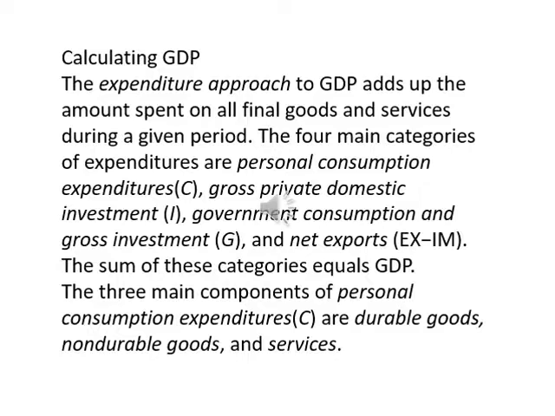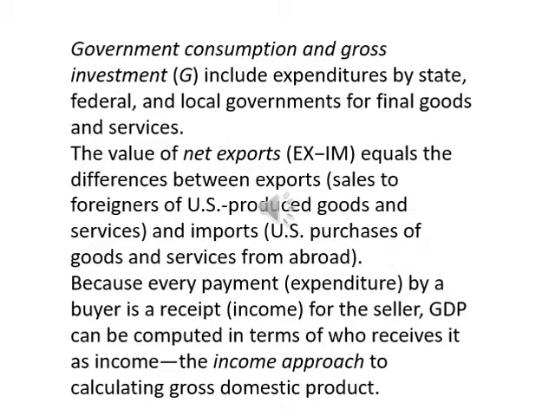The three main components of personal consumption expenditures, C, are durable goods, non-durable goods, and services. Government consumption and gross investment, G, include expenditures by state, federal, and local governments for final goods and services. The value of net exports, X minus IM, equals the difference between exports, sales to foreigners of U.S. produced goods and services, and imports, U.S. purchases of goods and services from abroad.